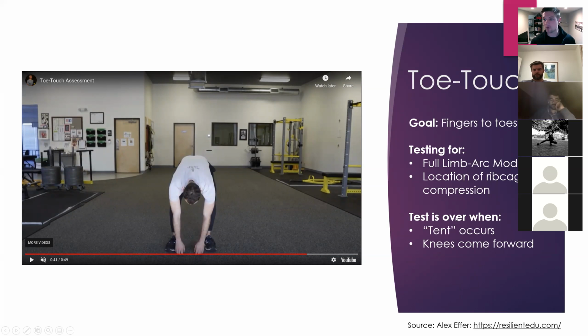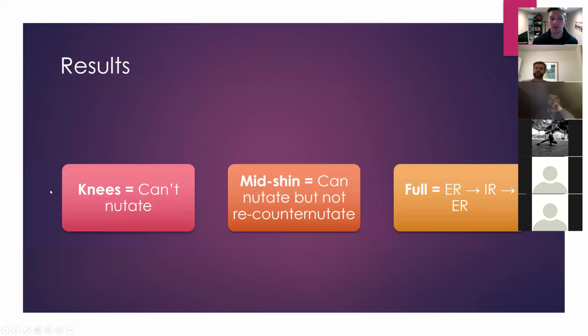So if their knees come forward, they don't have a posterior translation of their center of mass, or if they have this tent that I referred to as that rectus strategy, the test is over. Or if their knees bend, or you see just anything that looks kind of funky. If they get to their knees, then you know they can't nutate. They can't get into IR. If they get to mid shin, you know they can nutate, but they can't re-counter nutate. If they get all the way fingers to toes, you know that they can get, according to this test, ER to IR to ER, the full limb arc model.